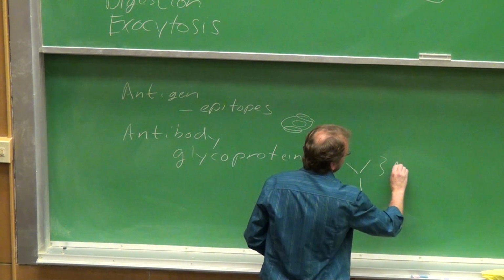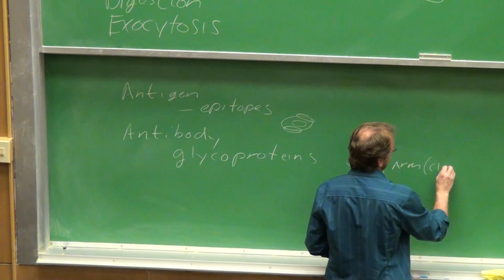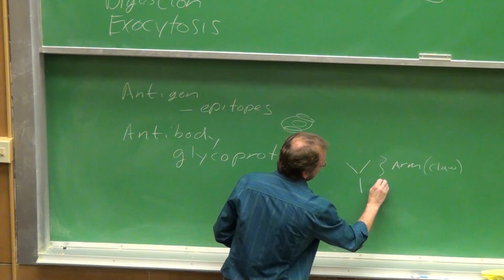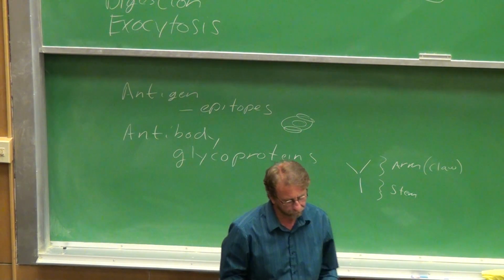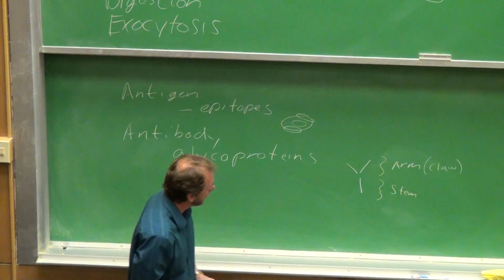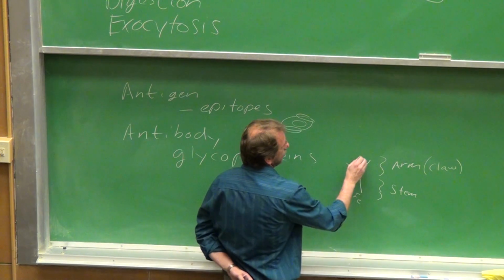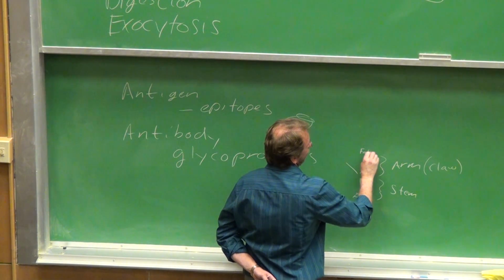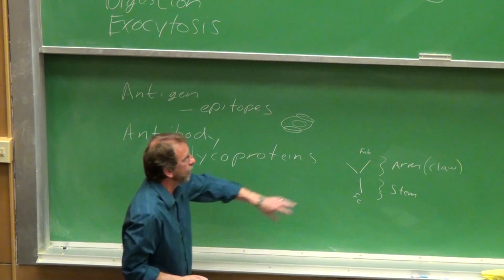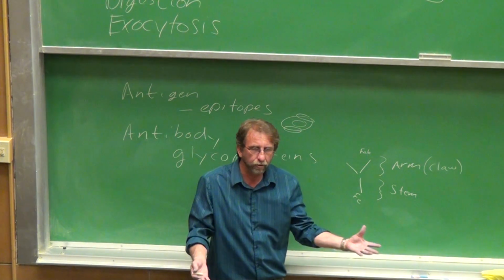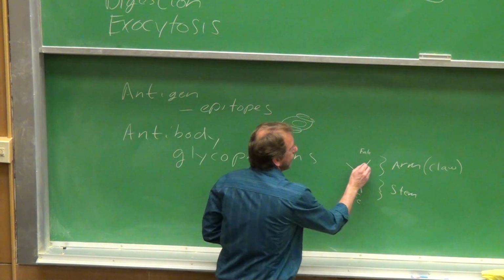The arm, and I like to refer to it as the claw sometimes because it kind of looks that way, and then the stem. We can also refer to this as the FC region, and this up here as the FAB region. The FAB region is composed of two parts, a heavy chain and a light chain, and it is here.